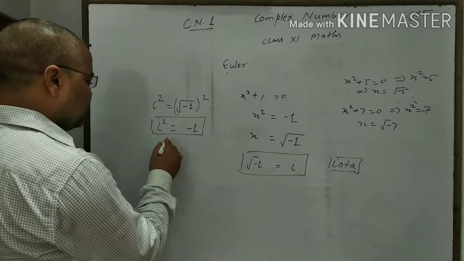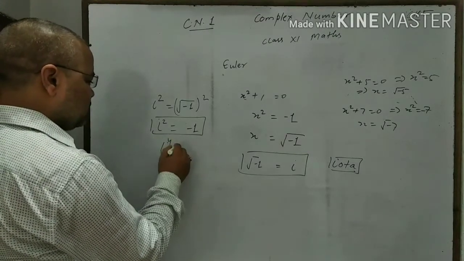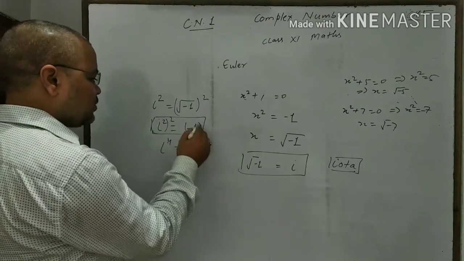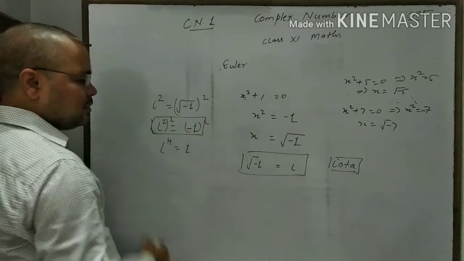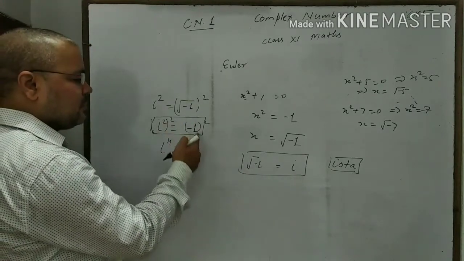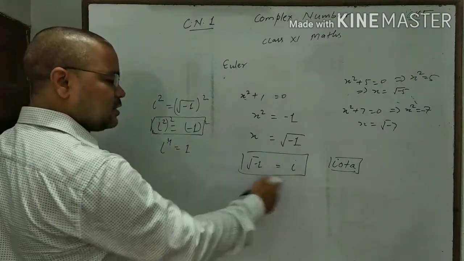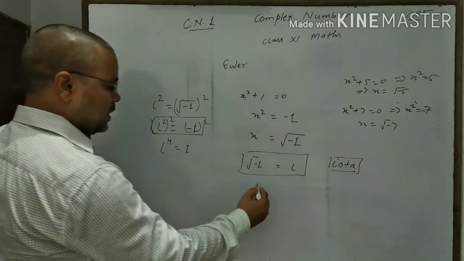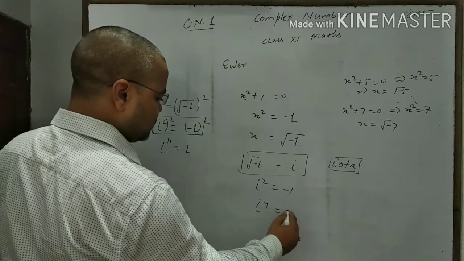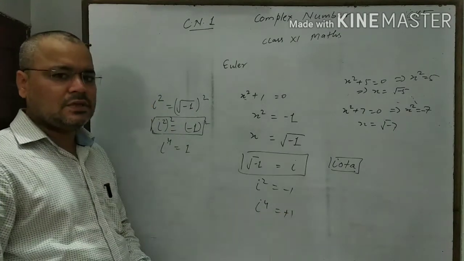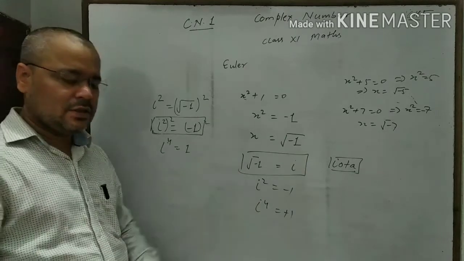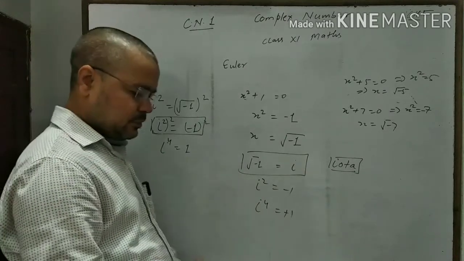Then i raised to the power 4 is equal to (i squared) squared, which will be 1. So i is equal to under root -1, i squared is equal to -1, and i raised to the power 4 is equal to +1. We will discuss powers of i after some time.